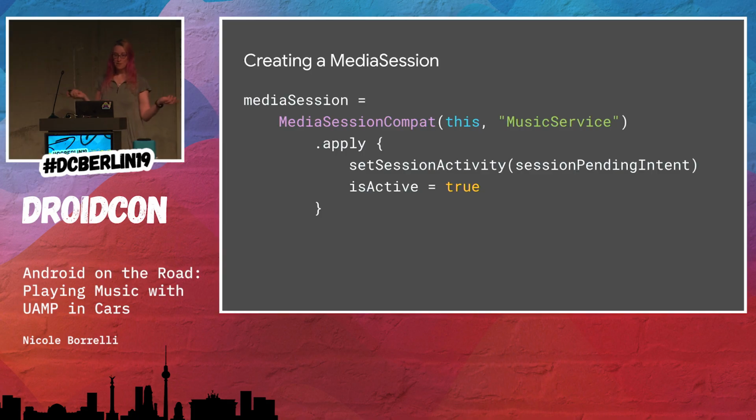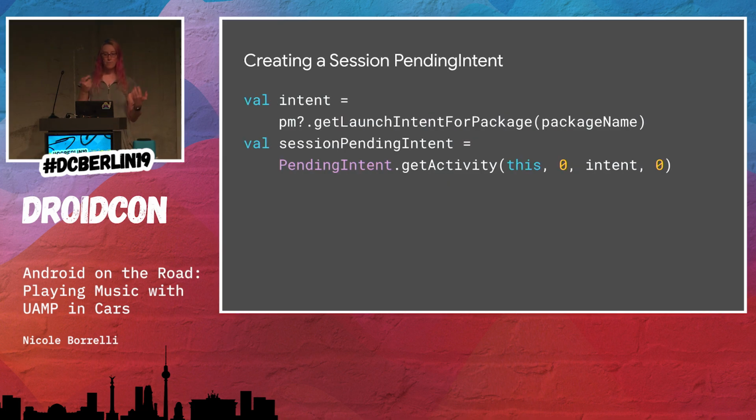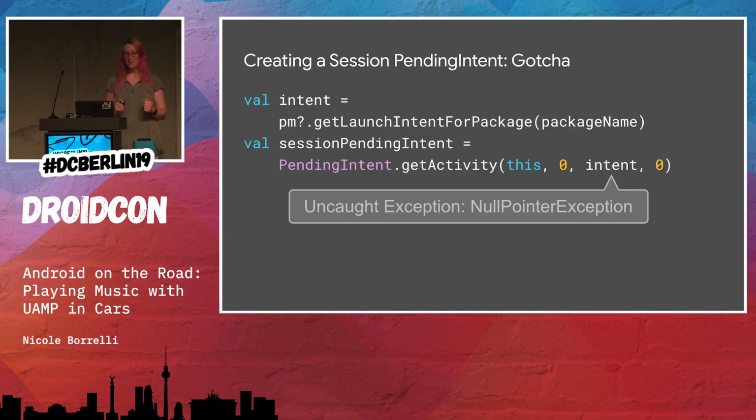So how do you create a MediaSession connector? Well, first you create a MediaSession. And if you have your own, you might be doing something like this, and you might be thinking, okay, I'm just going to go and support Android Automotive now. And when you do this, you might end up with a little bit of a gotcha with the session pending intent, because you might be creating something like this, where you get the launcher intent and create a pending intent for it. The problem is that there is no launcher intent on Android Automotive OS. So you end up getting a null pointer exception here.